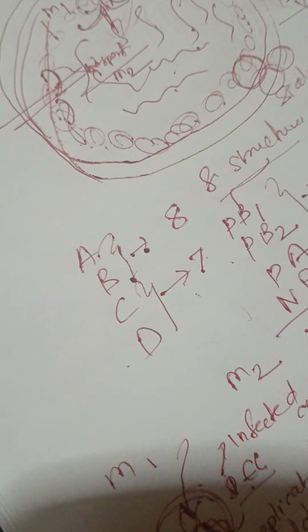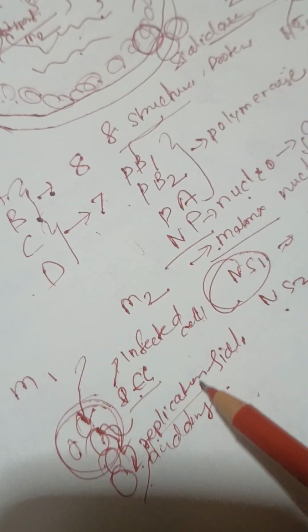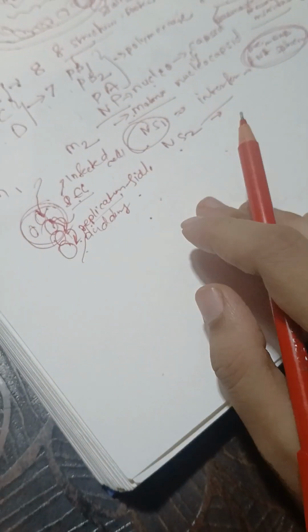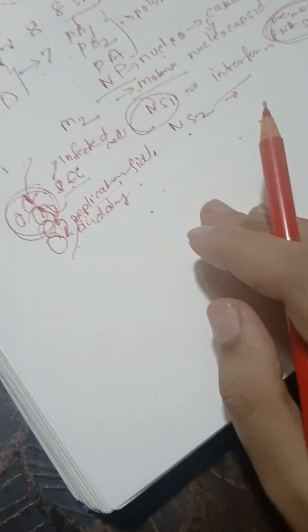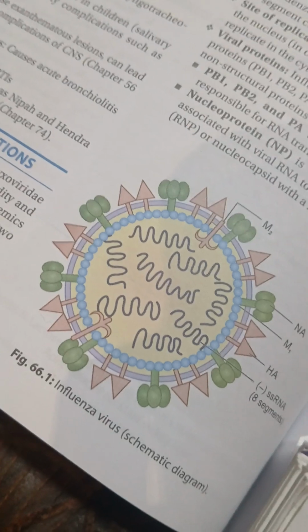And also it helps to pass through the mucin. Mucin is a protective layer in the respiratory tract. So neuraminidase will break down the neuraminic bonds in mucin, and it will help to pass through the respiratory tract layer. So yes, that was about the morphology of the influenza virus.